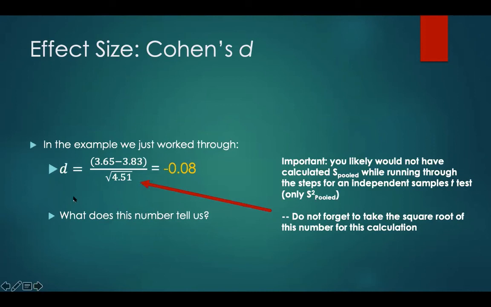So in this example we just worked through, here's mean 1 minus mean 2 divided by the pooled standard deviation. And it leads to a Cohen's d of negative 0.08, which is very small. So one thing to note here is that you would likely not have calculated the pooled standard deviation while running through the steps for an independent samples t-test, only the variance. So do not forget to take the square root of this number for the calculation.